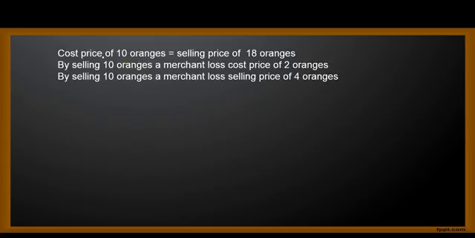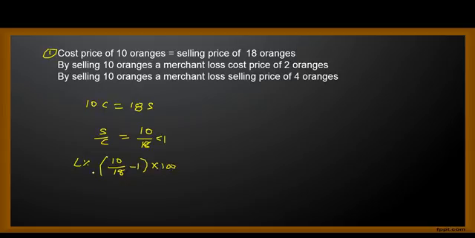The cost price of 10 oranges is equal to the selling price of 18 oranges. How will you do this? 10C is equal to 18S. So S by C is equal to 10 by 18, which is less than 1. So you will get a loss. Loss percentage equals 1 minus 10 by 18 into 100. On simplification, you will get 8 by 18 into 100, which is equal to 44.4 percent.